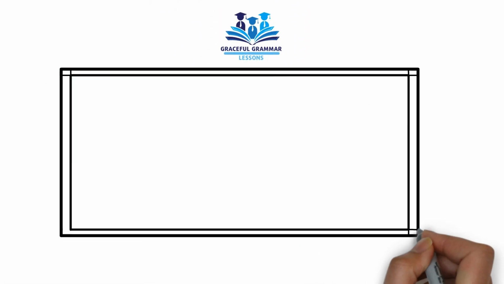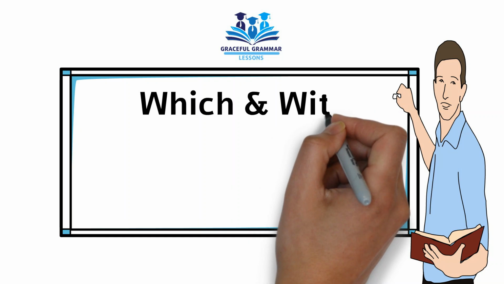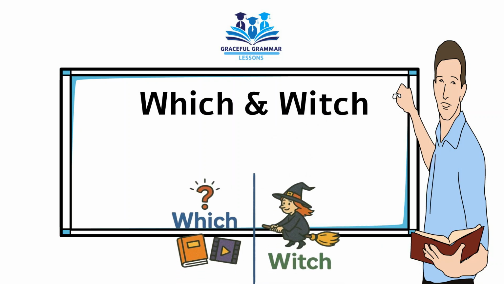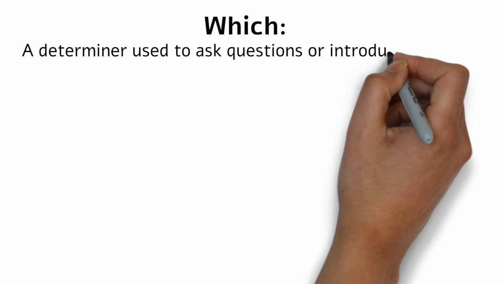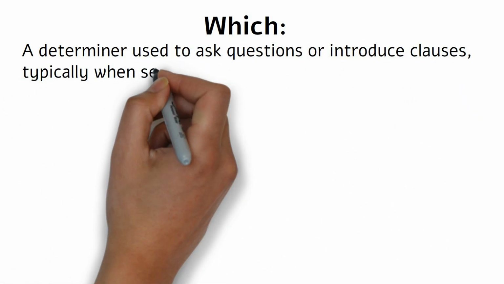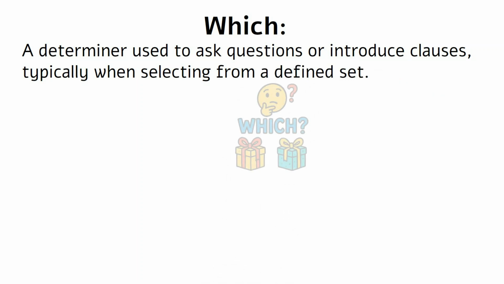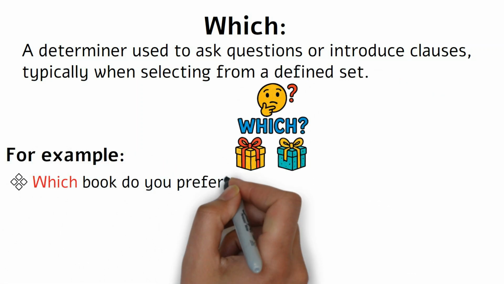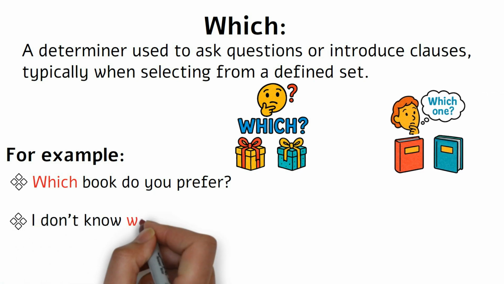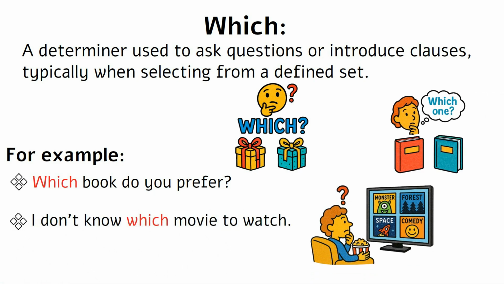This lesson will cover the words which and witch. Let's look at each one individually. Which, a determiner used to ask questions or introduce clauses, typically when selecting from a defined set. For example, which book do you prefer? I don't know which movie to watch.